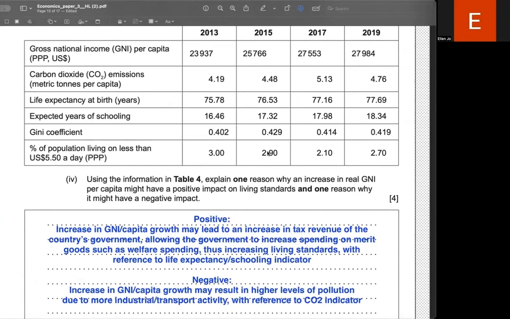On the other hand, for the negative, an increase in GNI per capita may result in a higher level of pollution due to more economic activity, such as industrial development. So you can check the increasing carbon dioxide emission data from the table.